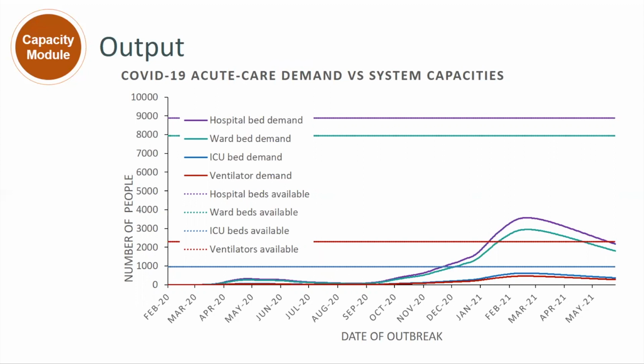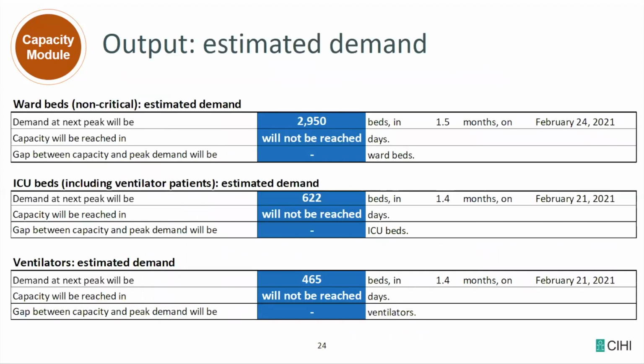The module also outputs the peak resource demand for the upcoming epidemic wave, including whether and when the resource capacity will be reached and by how much. So in this scenario, it looks really nice, capacity is not reached, but it can also show if the capacity is reached, and the user can build that scenario as well.